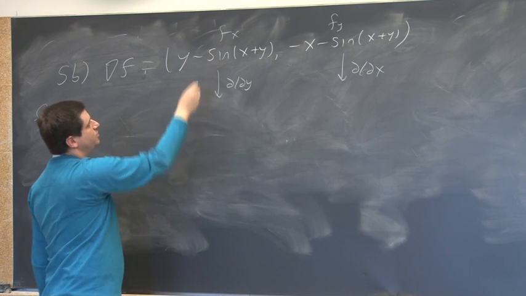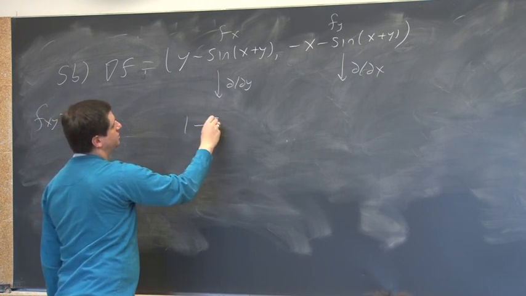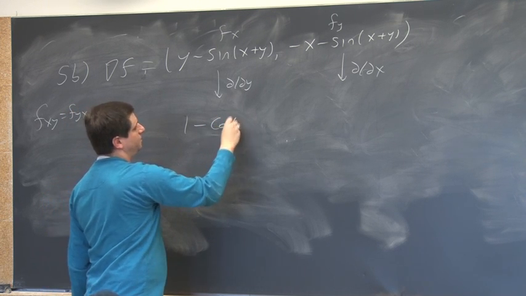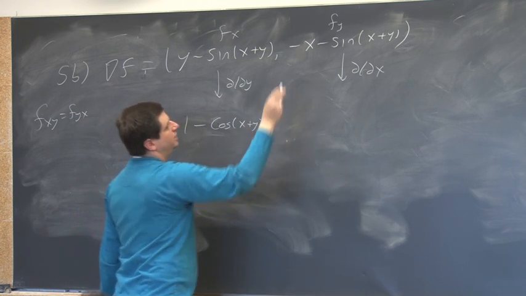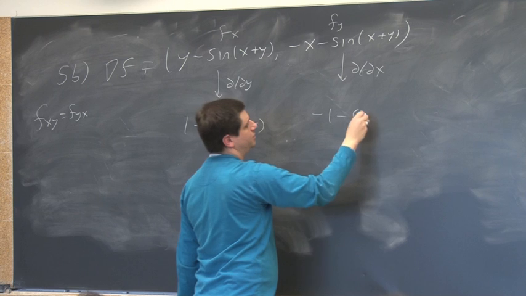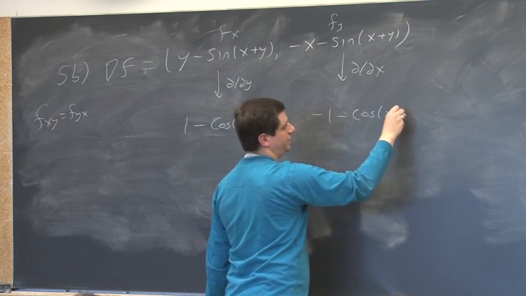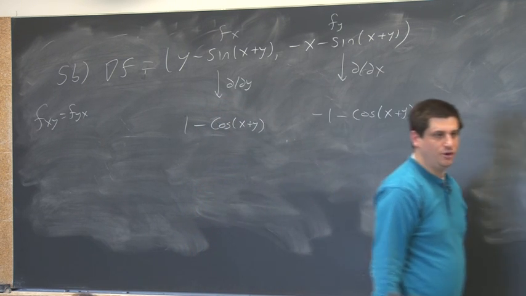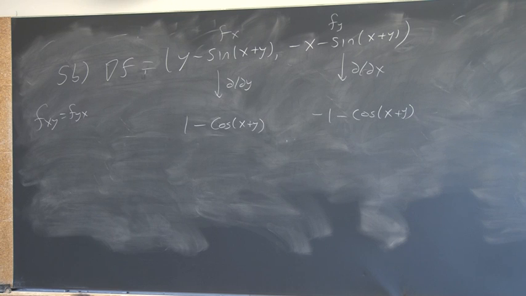Well, if I take the derivative of this with respect to y, I get 1 minus the derivative of sine, which is cosine of x plus y. And over here, I get minus 1 minus cosine of x plus y. So not surprisingly, the claimed function can't be right. This is, I think, the simplest way to see that they can't be right.